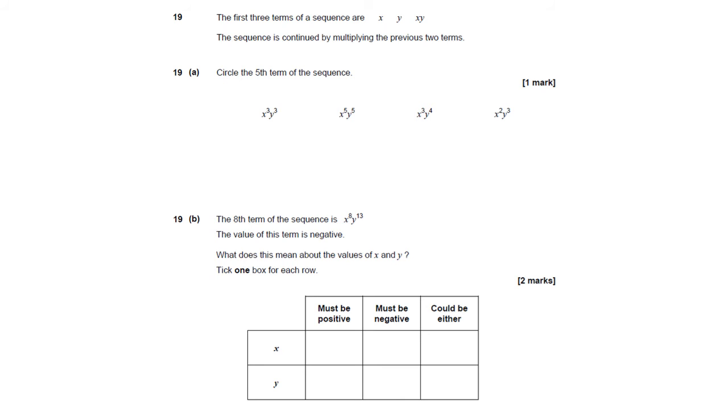The fourth term must be y, which is the second term, times by the xy, which is the third term, which would give us xy squared. To get the fifth term, we then need to multiply this by xy, which gives us x squared y cubed. There's our answer. Now for part B, the eighth term of the sequence is x to the power of 8, y to the power of 13.